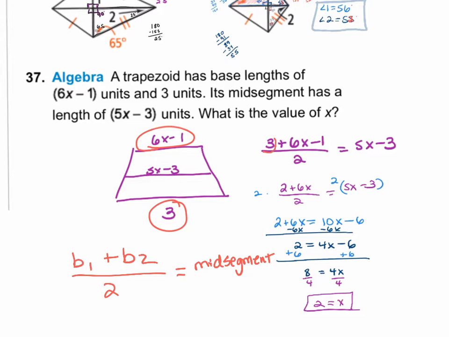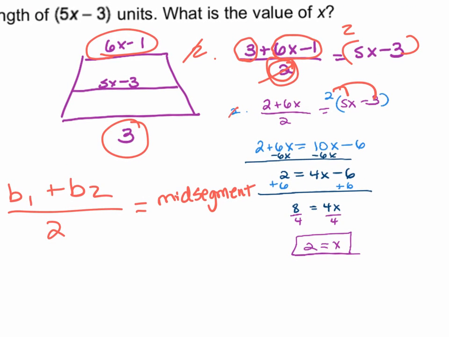So I did base 1 as 3, base 2 is 6x minus 1. The order there doesn't matter. Divided by 2 equals 5x minus 3. To get rid of this 2, I multiplied by 2 on both sides. This went away. And then I distributed the 2 in here, and this got canceled off. 2 plus 6x equals, distribute the 2 in, 10x minus 6. And then I subtracted the 6x from both sides, added the 6 to both sides, divided by 4, and I got x equals 2.